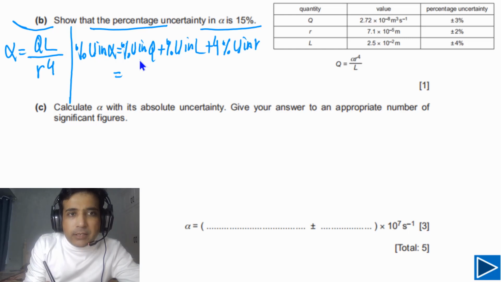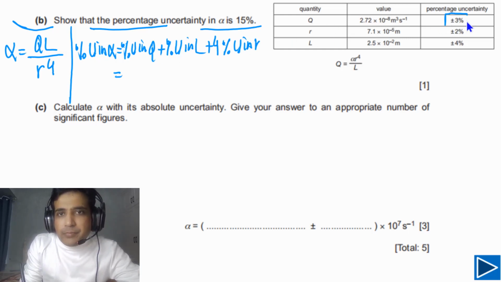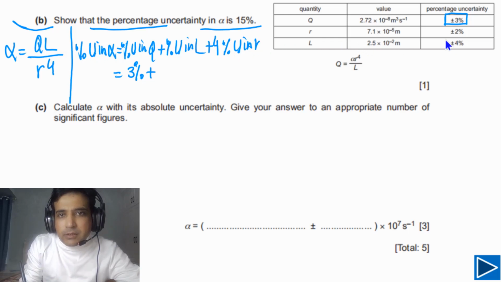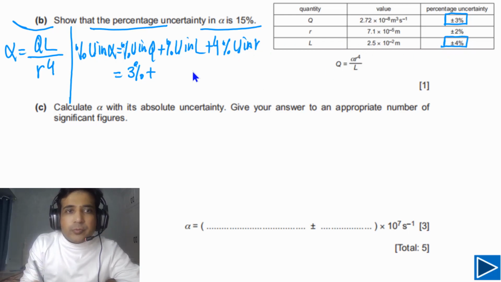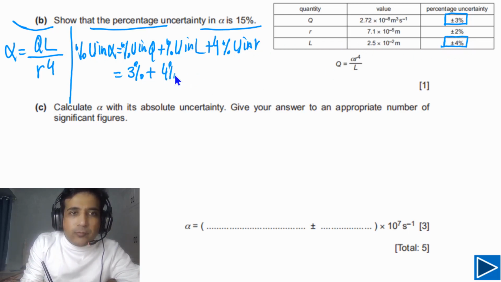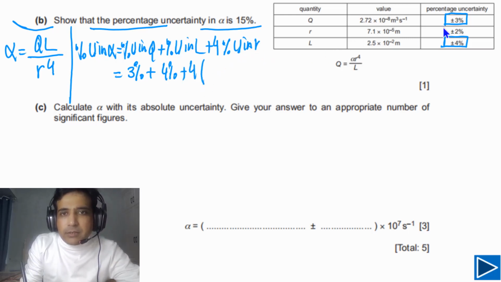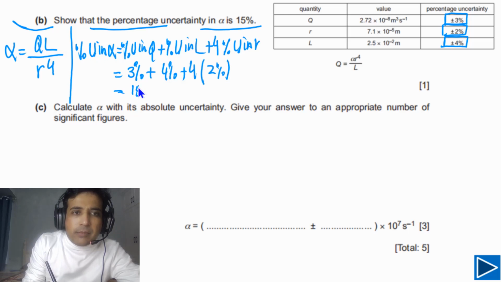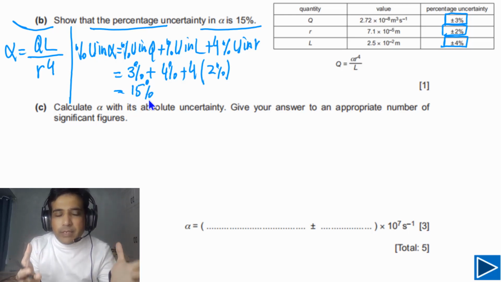Now if you look at the given percentage uncertainties, the percentage uncertainty in Q is given, that is 3%. So we can write down here 3%. And the percentage uncertainty in L is given, that is 4%. So we can write down 4%. Here we have 4 times the percentage uncertainty in R, that is 2%. So here we can write down 2%. Now we need to add, and the sum of them will be equal to 15%. So this is how we can answer this question.